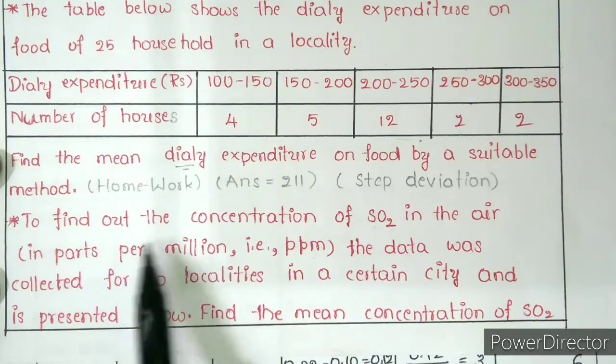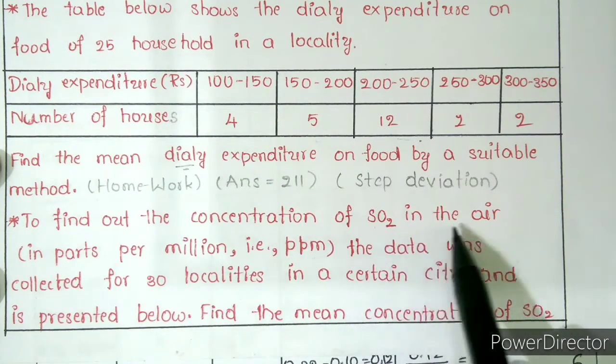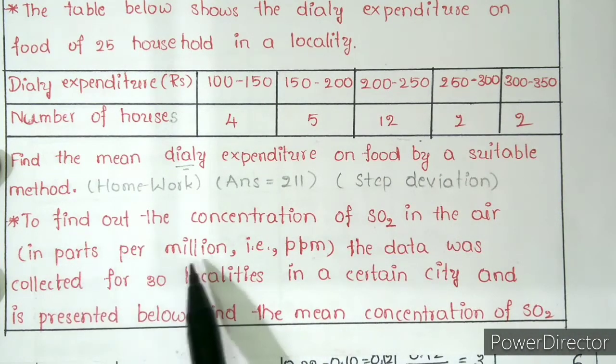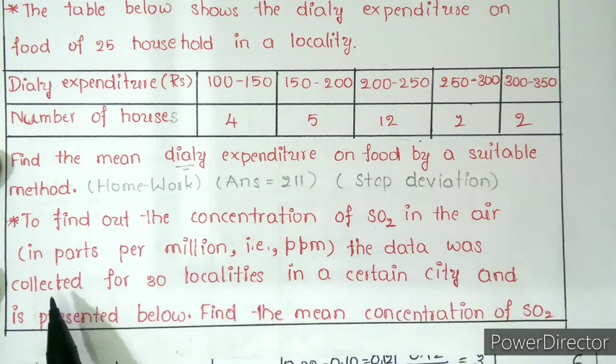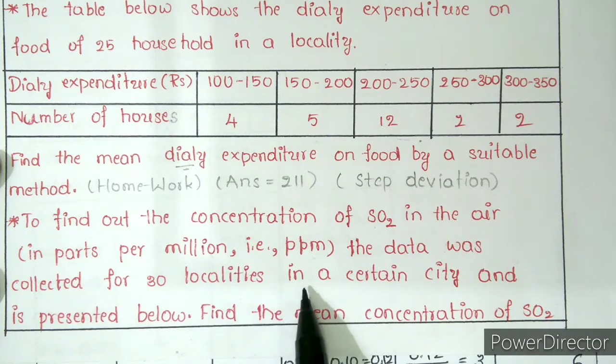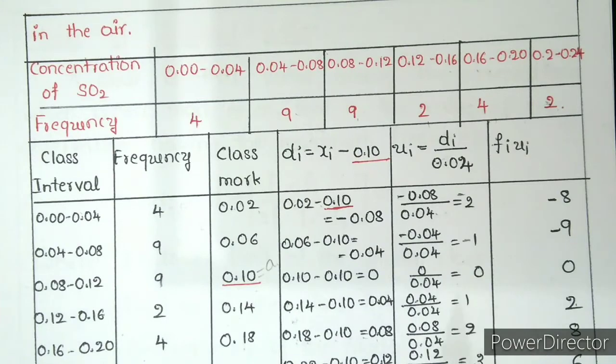Next, to find out the concentration of sulfur dioxide in the air in parts per million, that is ppm. The data was collected for 30 localities in a certain city and is represented below. Find the mean concentration of sulfur dioxide in the air. So the concentration of SO2 in ppm.